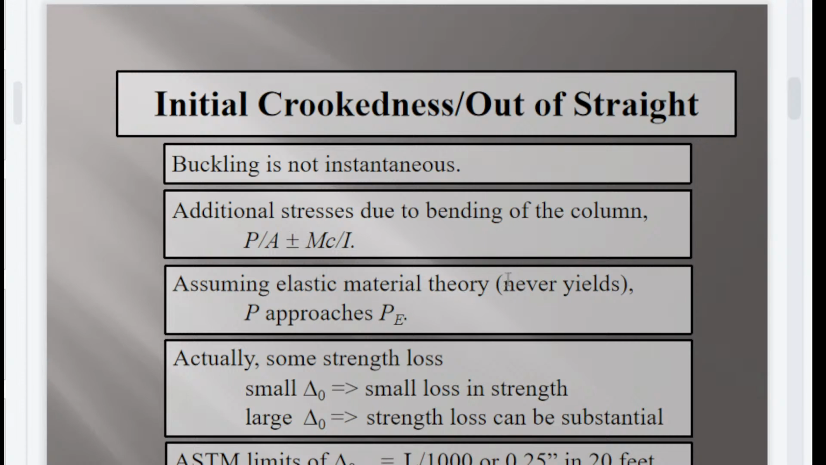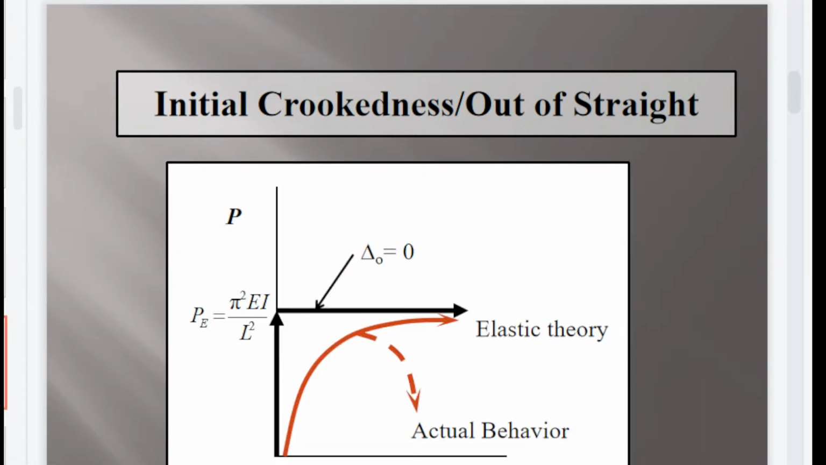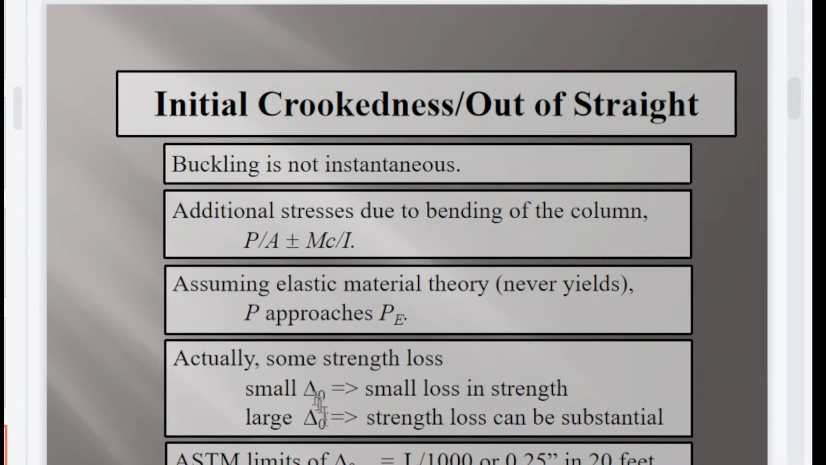Assuming elastic material theory that never yields, P approaches the Euler. So the Euler is the limit, the maximum that the material can handle without yielding, after which the material will substantially yield. As you can see here, without yielding up to this point, then it will yield here. Then there is some strength loss: small delta 0, small loss in strength. As we can see on the diagram, large delta 0, strength loss can be substantial.